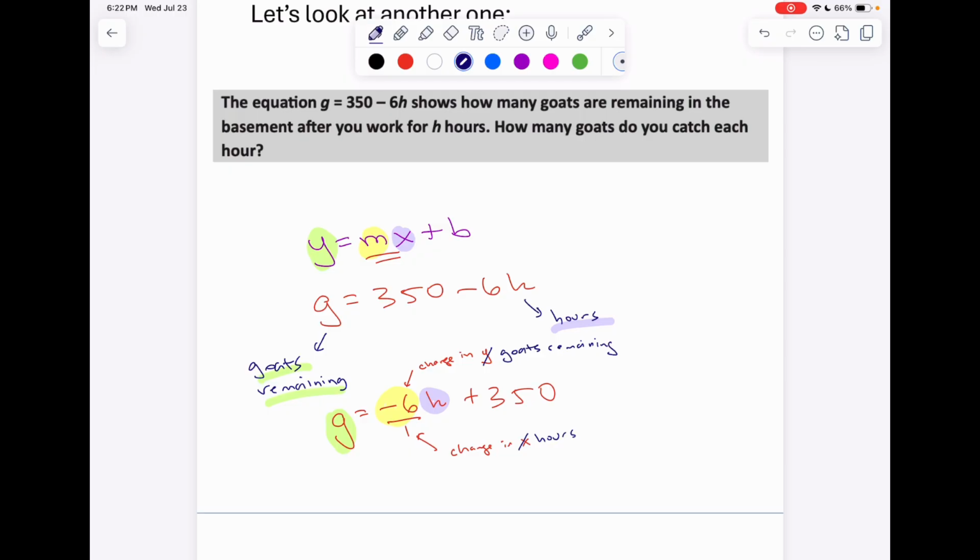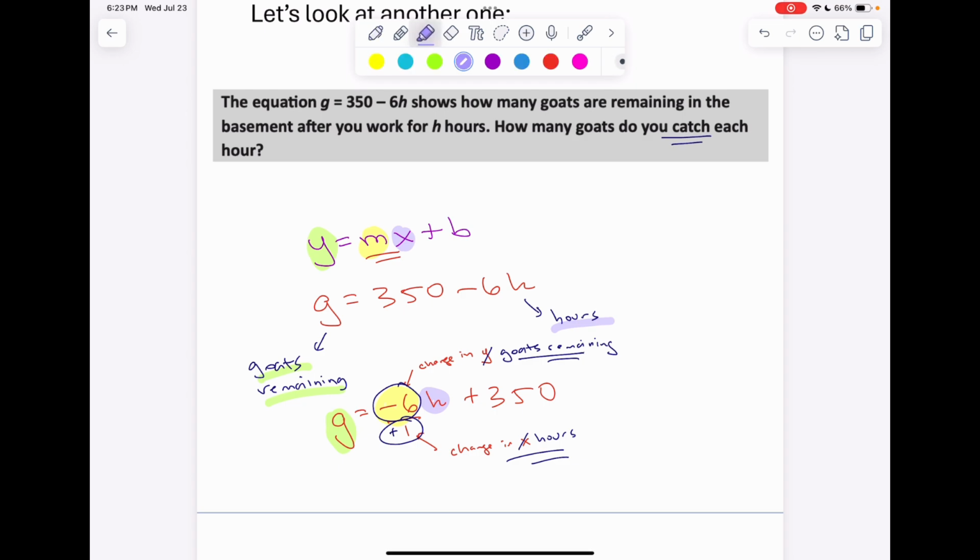So we can say that the number of goats remaining goes down 6 every time the change in hours goes up 1, because it's a positive 1. So the goats go down 6 every time the hours go up 1, meaning for every hour you work, the goats remaining decrease by 6. And why? That's because you're catching 6 goats each hour.